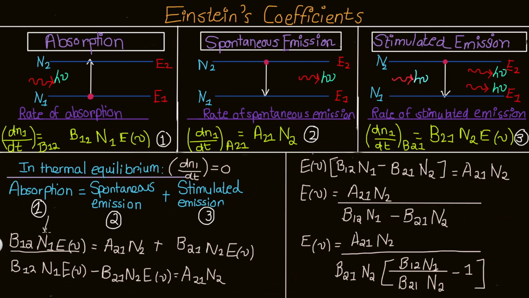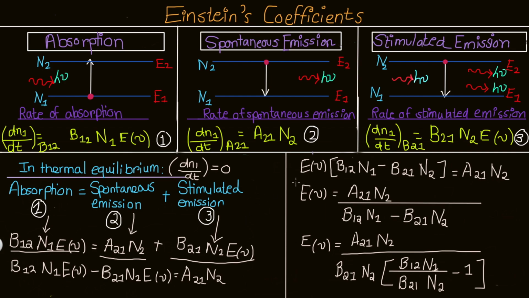So this is over here. Rate of spontaneous emission, A21 N2, goes over here. And rate of stimulated emission is plugged in here. Now, as you can see, I have taken this bit of the equation, stimulated emission, on the left-hand side of the equation. When I do that, the plus sign changes to minus. And spontaneous emission, A21 N2, remains on the right-hand side.